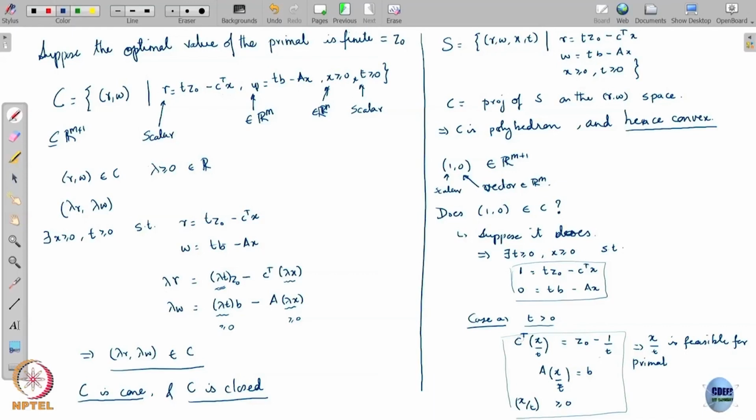So, it is a feasible point for the primal whose value is less than z0. And what was z0 here? We had said that z0 is the optimal value of the primal. So, what this means is, if t is greater than 0, we have effectively constructed a point whose value is even better than the optimal value. That is a contradiction. So, x by t is feasible for the primal and has objective value strictly less than z0, which is a contradiction.